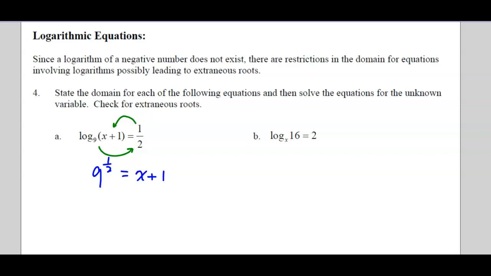It does remind you to check for extraneous roots. Okay. So remember here, we know that x has to be greater than -1. So just make sure your solution that you get is greater than -1. 9 to the 1/2 is 3. X is 2.